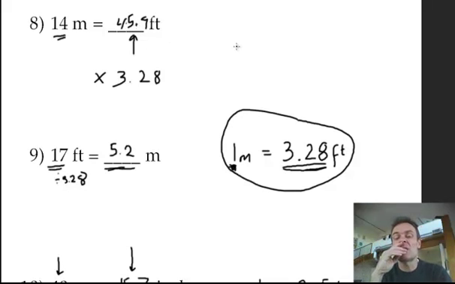So that's it. I know sometimes it's hard. Do I multiply or divide? But think about, are you going to a bigger number or a smaller number? Look at the conversion, and hopefully that should be okay.